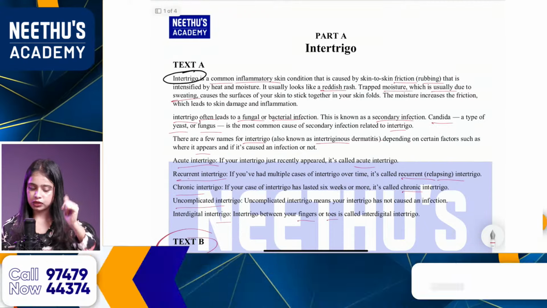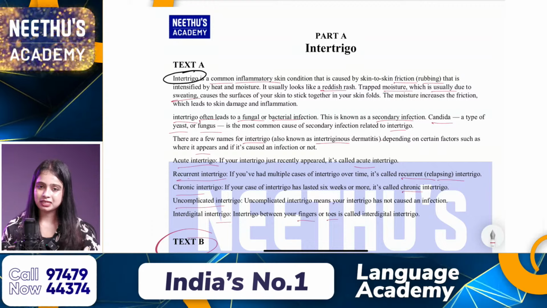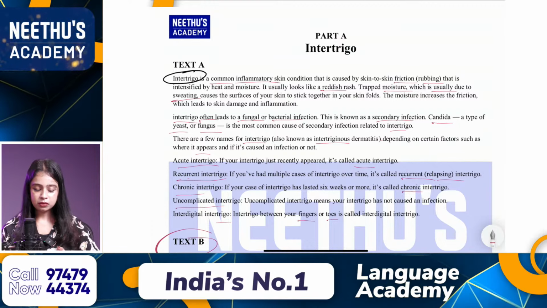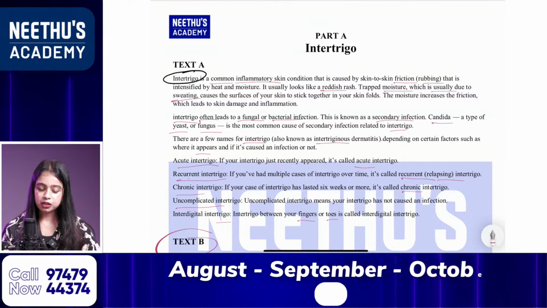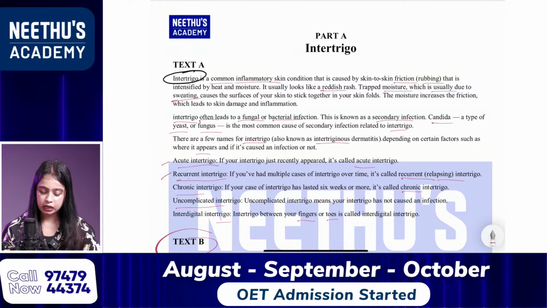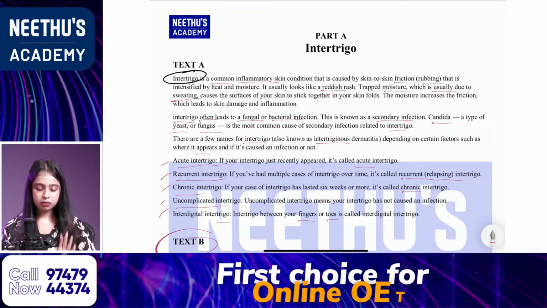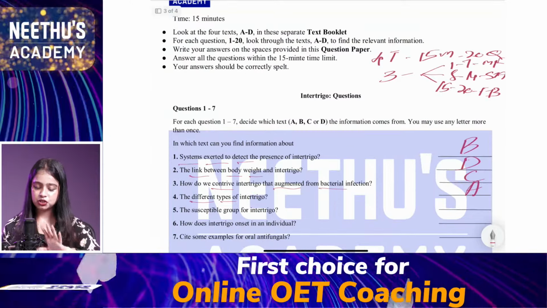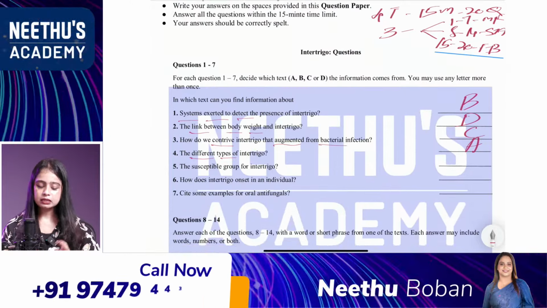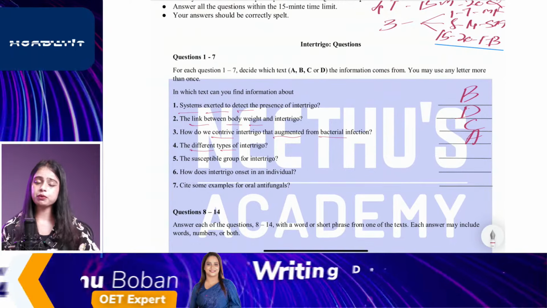I am just moving to text A because you guys told me that it's from text A. So yes, it's here. What are the different types? Acute, recurrent, chronic, uncomplicated, interdigital. So these are the types, which is from text A. Then fifth one. What about fifth one?